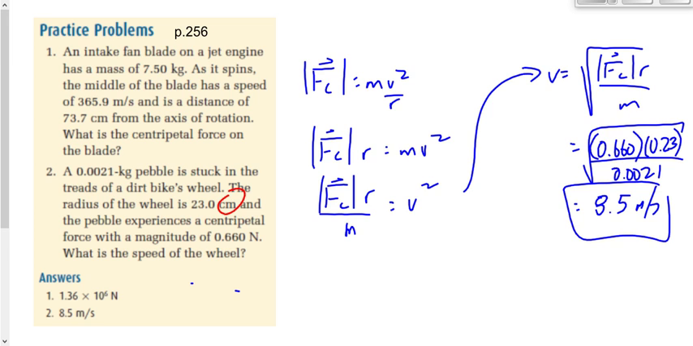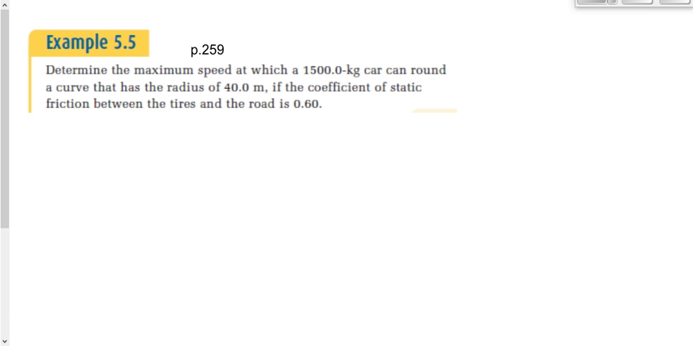Okay, let's do one more example here. So it says, determine the maximum speed at which a 1,500 kilogram car can round a curve that has a radius of 40 meters if the coefficient of friction between the tires and the road is 0.6. Notice it's actually static friction. Static friction would be like a rolling friction. It's what keeps an object from beginning to move. But remember, when an object is rolling, it's not actually moving relative to the ground. Right? Sliding would be kinetic friction.